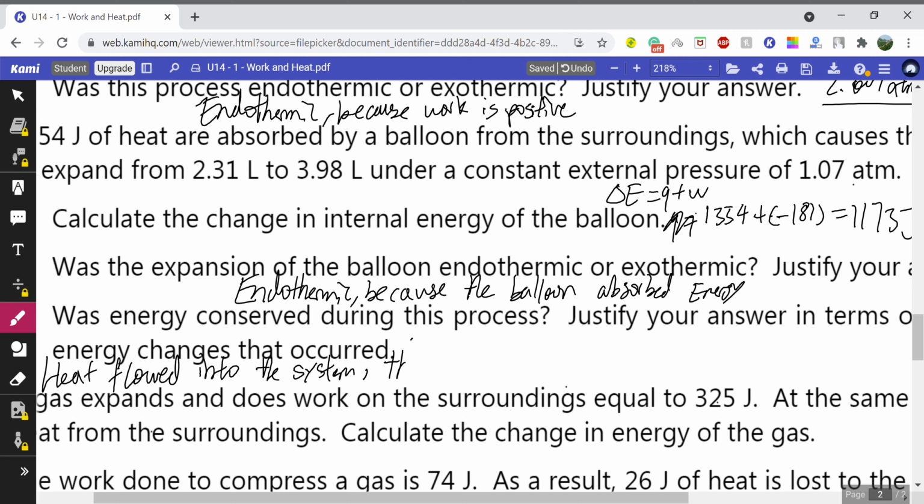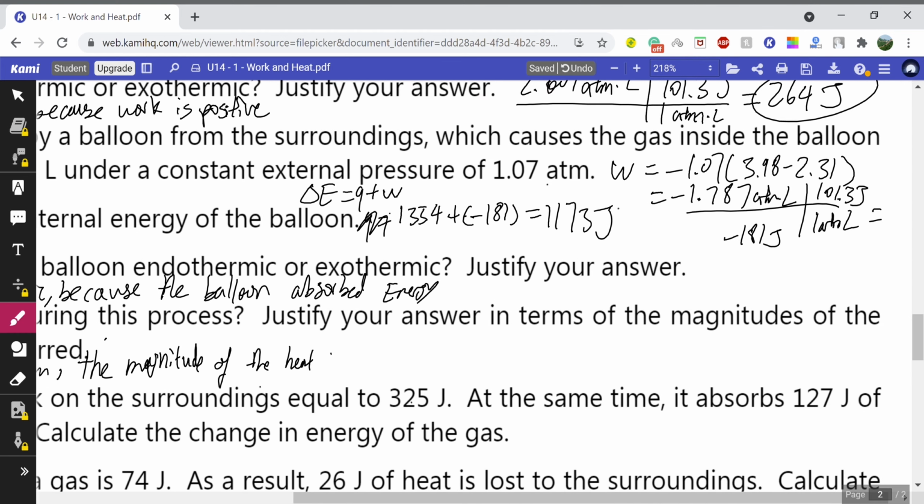And the magnitude of the heat into the system was greater than the magnitude of the heat into the surroundings, aka out of the system.